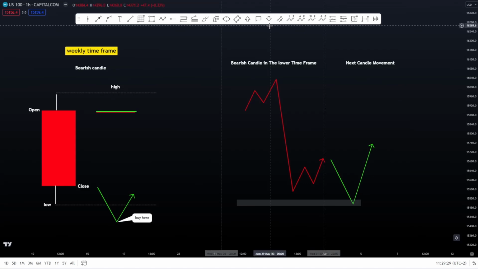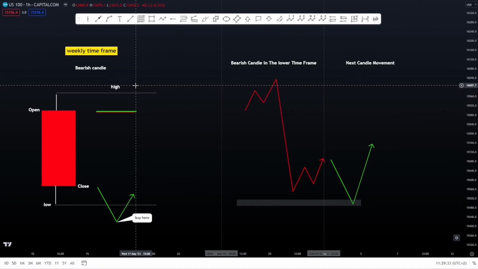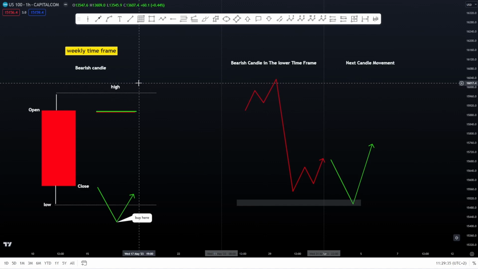In this video I am going to explain more from that video I posted previously about how the candlesticks move and how you can use that to your advantage to do your analysis better.